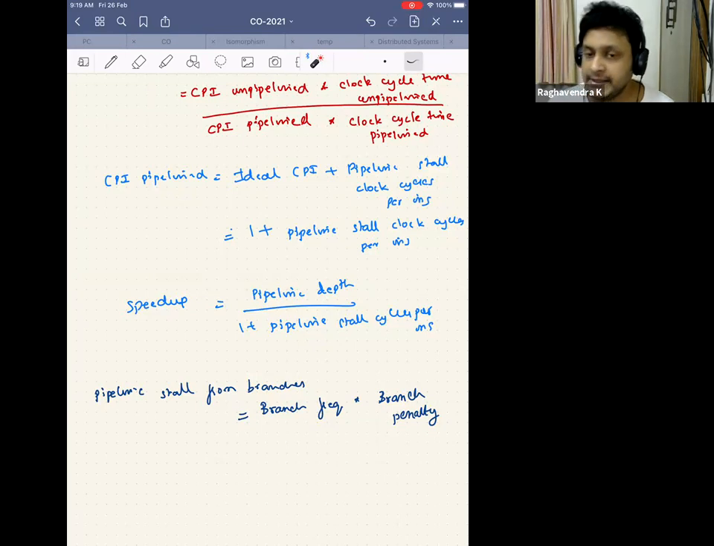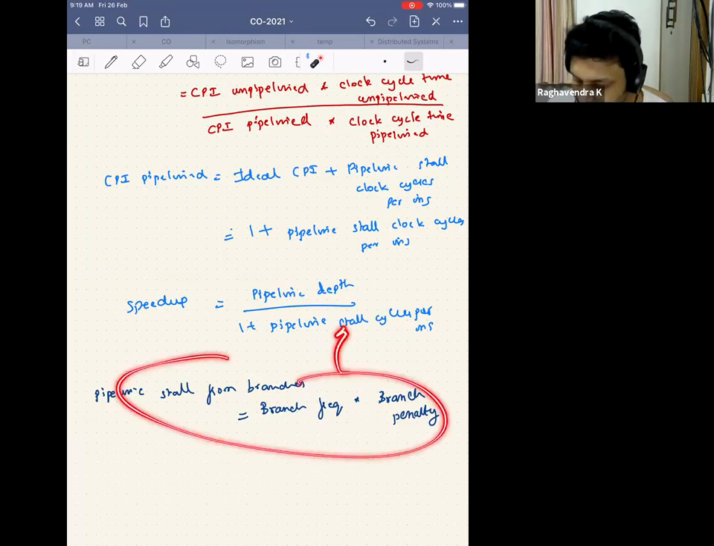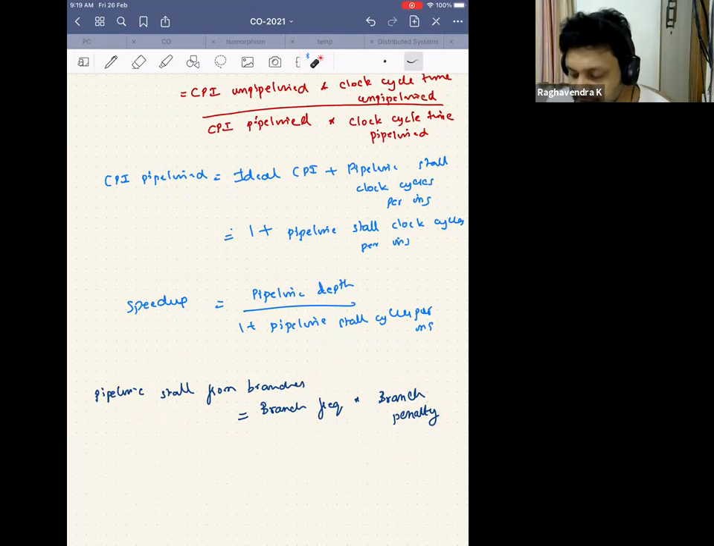And the branch penalty is, on average for a branch, how much penalty are you paying? If there was no prediction, then I'm paying a penalty of 1 cycle. If there is some prediction, maybe I'm paying a penalty of 0.5, 0.3, 0.2. It depends on the prediction accuracy and how the workload behaves. So the pipeline stall cycles just from the branches is branch frequency into branch penalty. I can plug this here and say the speed up is pipeline depth divided by 1 plus branch frequency into branch penalty.